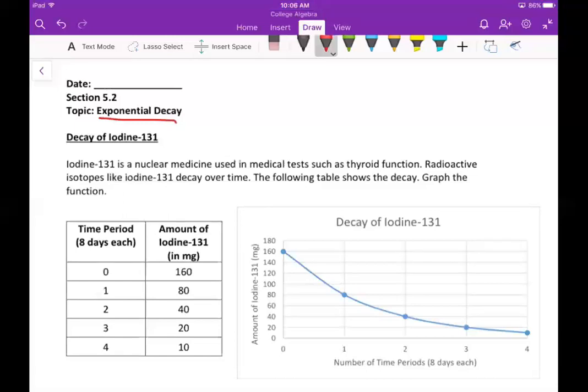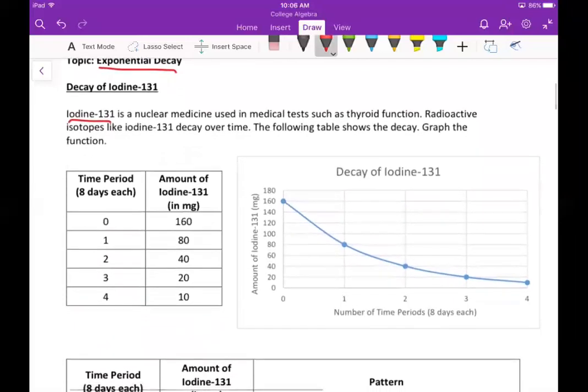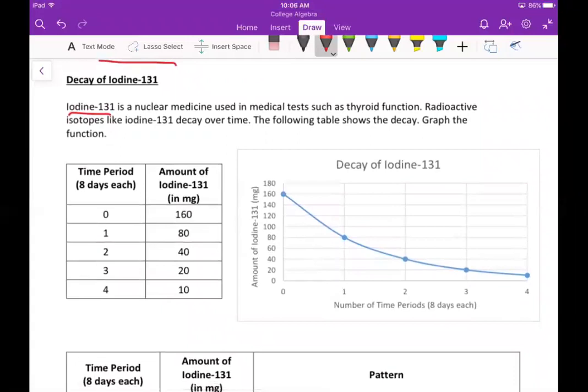versus exponential growth? So we're going to look at iodine 131, which happens to be a nuclear medicine used in medical tests such as thyroid function. It decays over time, so it tells us, since we know how fast that decay happens, you'd have to go to a science class to figure out exactly how this works for testing thyroid function. But anyway, we know that it decays away over time since it's this radioactive isotope. You've probably studied these in a chemistry class or something like that, if you've seen this before.